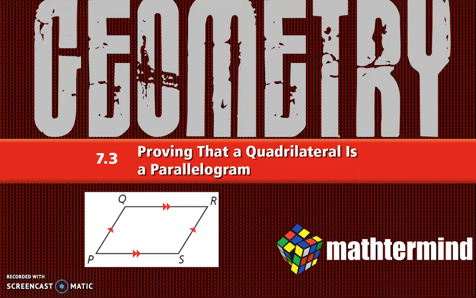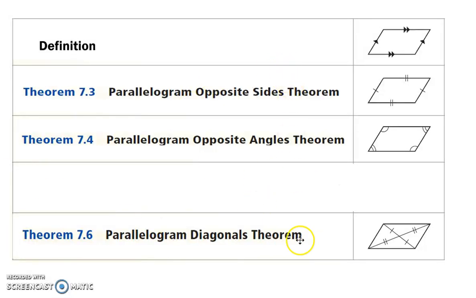Everyone, here we are back with Geometry, Chapter 7, Section 3, proving that a quadrilateral is a parallelogram. In the previous lesson, these were some of the things that we looked at. We know that a parallelogram, by definition, has two sets of parallel sides. Theorem 7.3 told us that the opposite sides in a parallelogram are congruent. 7.4 told us opposite angles are congruent. 7.6, that the diagonals bisect each other.